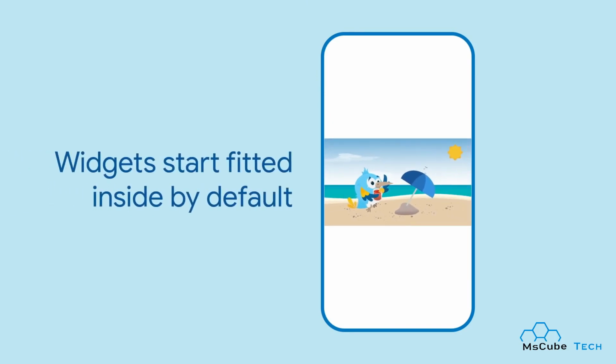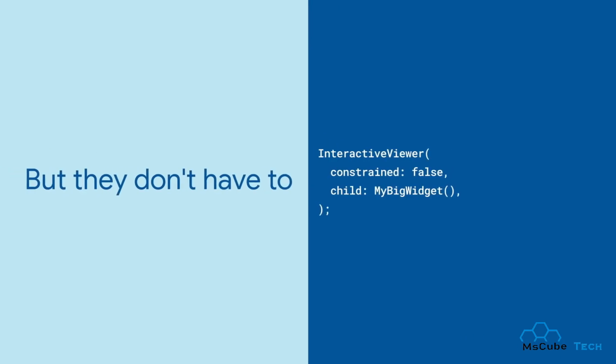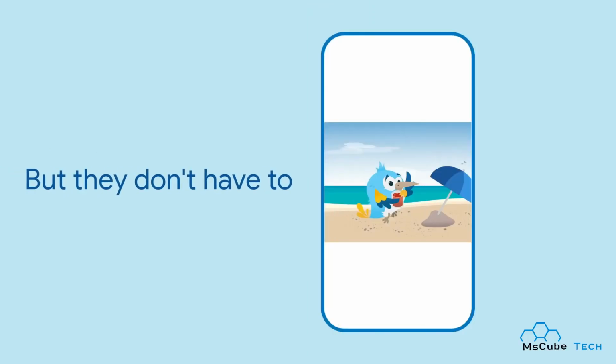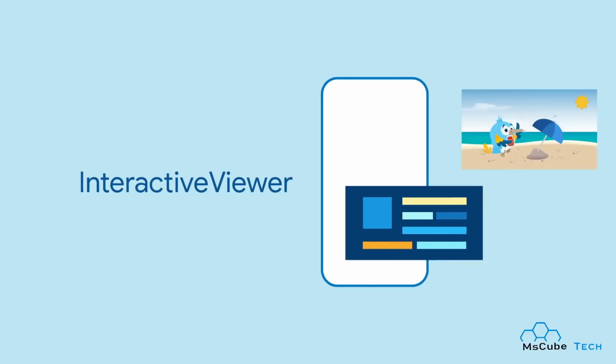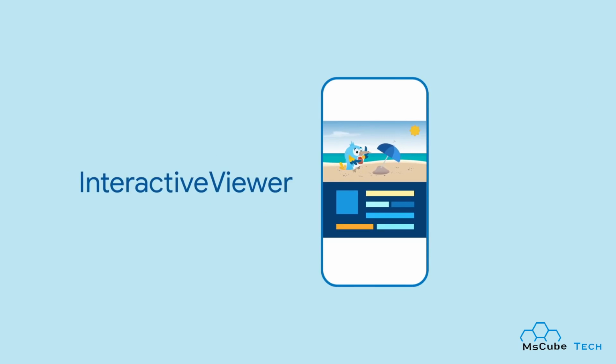By default, InteractiveViewer will constrain the size of its child, making it squeeze inside. But by setting the constrained argument to false, you can let the inner widget size itself, even if that means some part of it will not be visible at first. There are other ways to customize your InteractiveViewer. Limiting movement, adding margins, registering callbacks. You can even provide your own controller to programmatically pan and zoom. So, next time your widget is bigger than the device, think about using the InteractiveViewer widget.